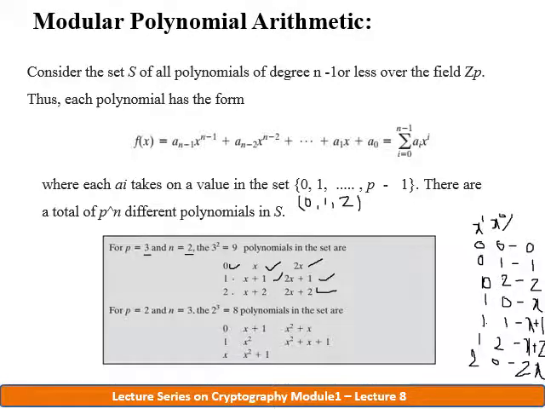What are the possible weights we are getting here? N equal to 3 this time, so we have x to the power of 0, x to the power of 1, and x to the power of 2. And p equal to 2 means the set values are 0 to p minus 1, 0 comma p minus 1. P minus 1 means it is 1. So these are the set values we can have.